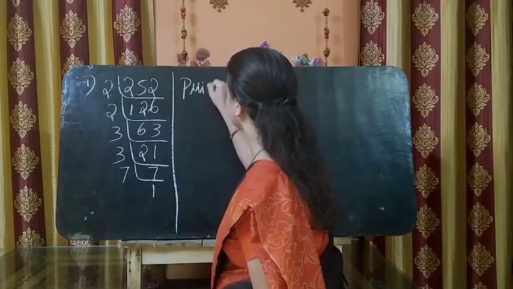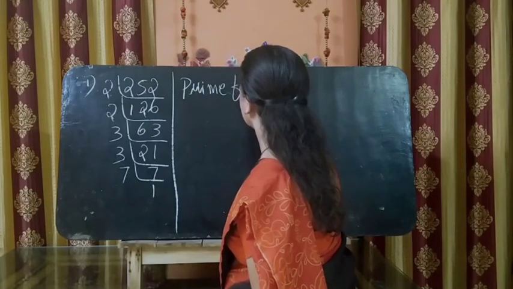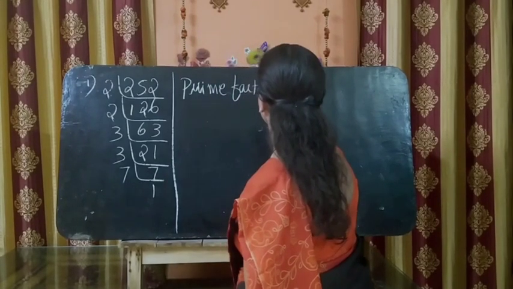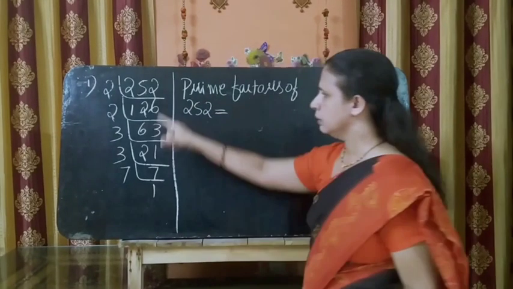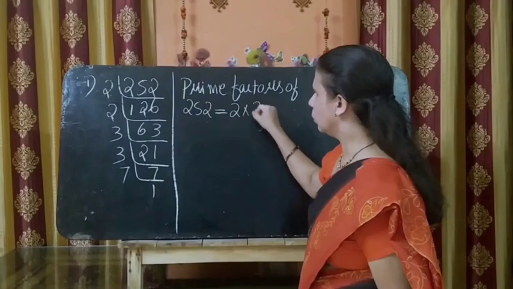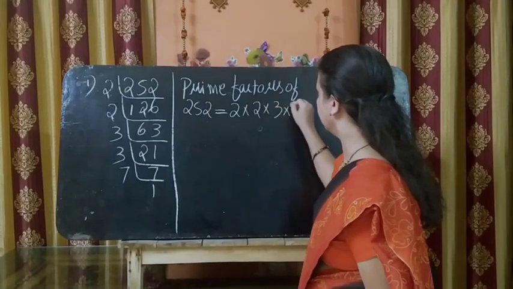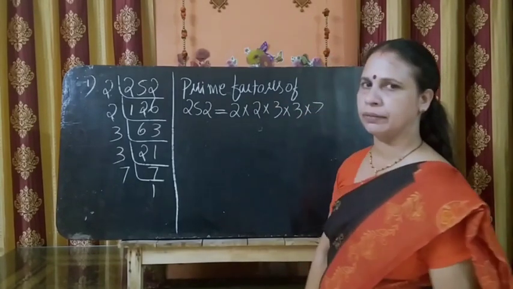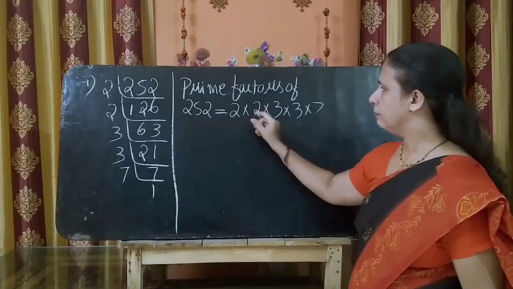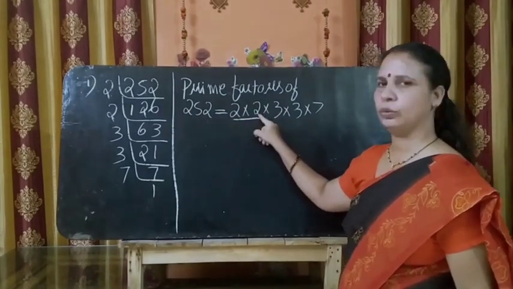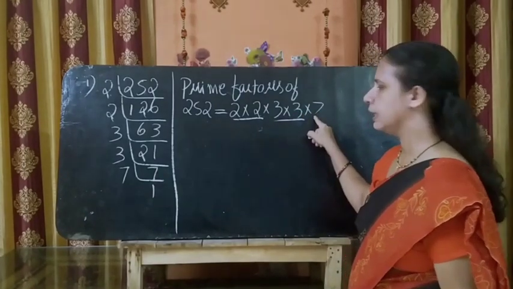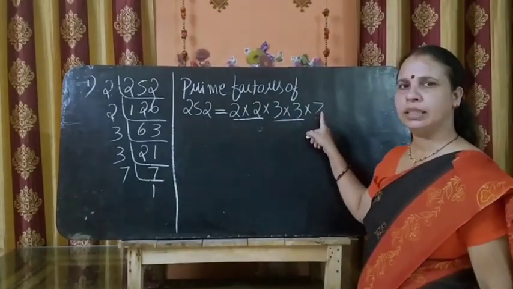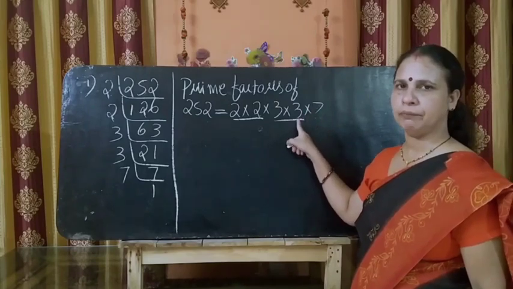Prime factors of 252 equals 2 into 2 into 3 into 3 into 7. Then make the pairs: 2, 2 is 1 pair, then 3, 3 is 1 pair. Then here you can see 7 is without pair.